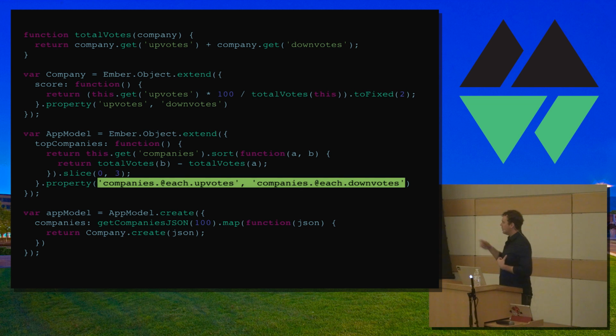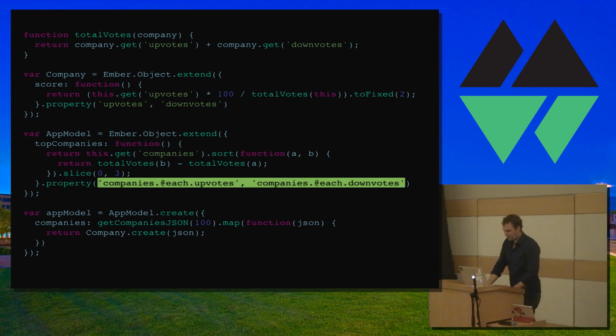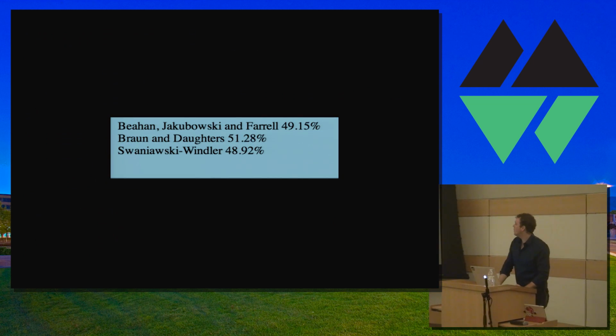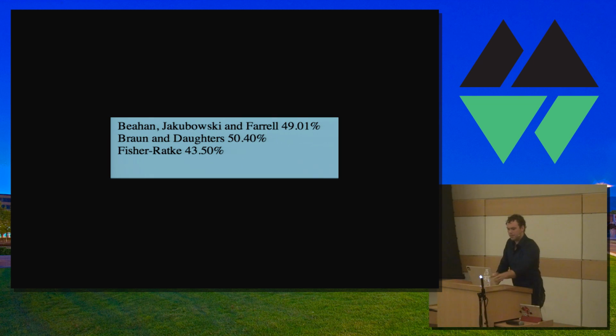Now the problem is, going back to reliability from simplicity, and simplicity is lack of interleaving and how much stuff you need to hold in your head. How am I supposed to know that I have to write those in this function? Because if I look at top companies, I don't see those upvotes or downvotes anywhere. I have to actually know the implementation of total votes and keep that in my head as I write my code. So when I apply this fix, it resorts as you would expect it to.